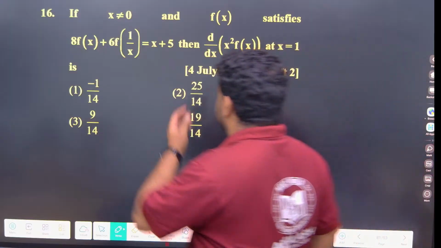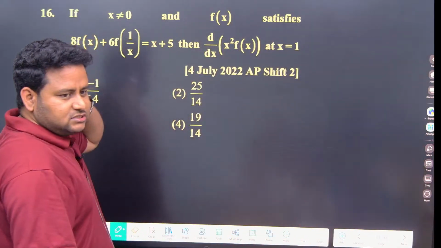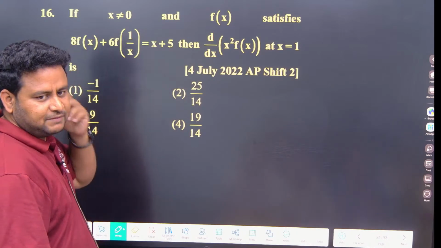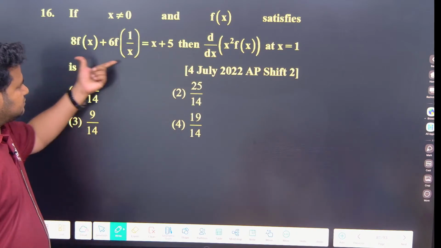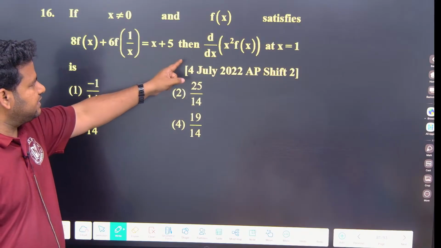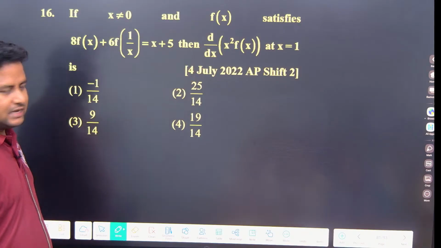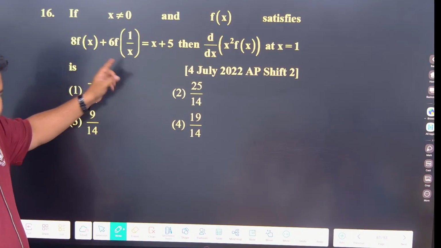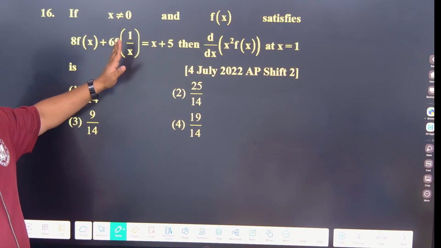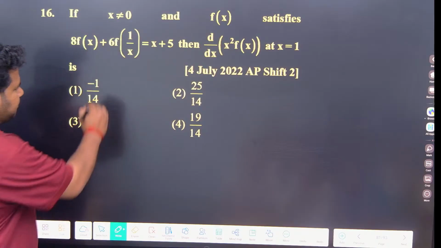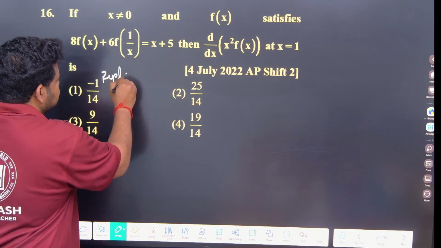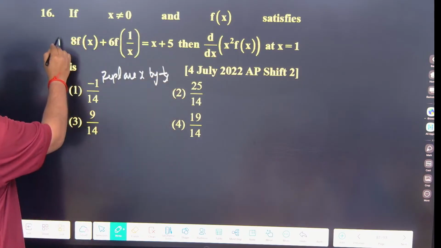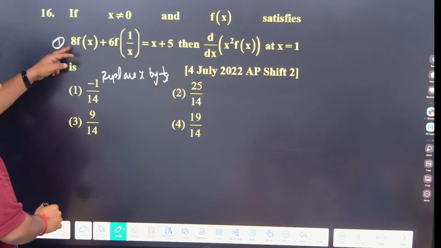Now look at this question. This is based on what? This is a functional equation question. How to do this? Let me tell you. They have given some equation, then they are asking d by dx of x square f of x. Such type of question, when they give x and f of x: one equation you take as it is. Another equation, you replace x by 1 by x.